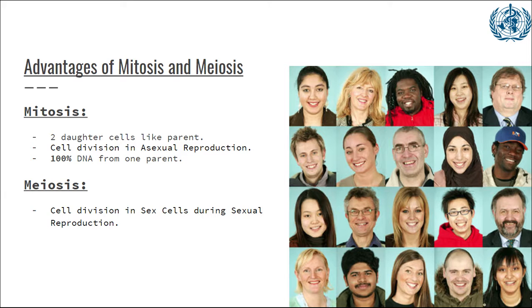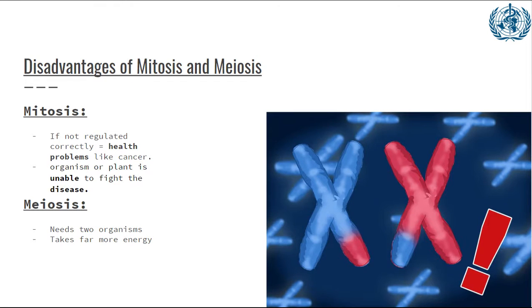Well, mitosis is cell division and asexual reproduction, and the advantages from that are that it has quick reproduction. It needs only one mate, and last but not least, it only needs one parent. But there are also some disadvantages. Mitosis cannot adapt to change. There's no genetic diversity, and the DNA is exactly the same as the one from your parents.